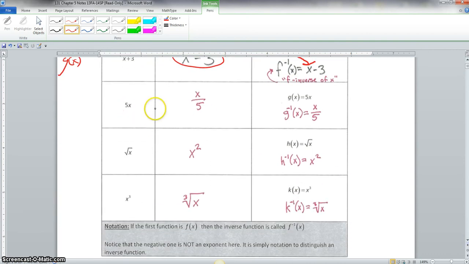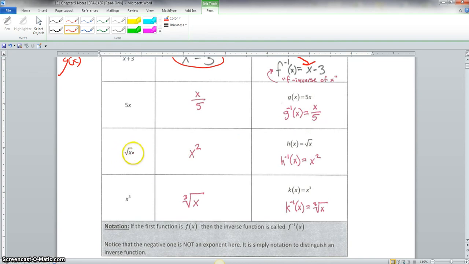Now we go here to our 5x. 5 times x, we know the inverse of 5 times x is x over 5. With this initial function of 5x, that'll be g of x is equal to 5x. But now we want to write the inverse. So it'll be g inverse, which looks like a -1 power, of x is equal to x over 5.